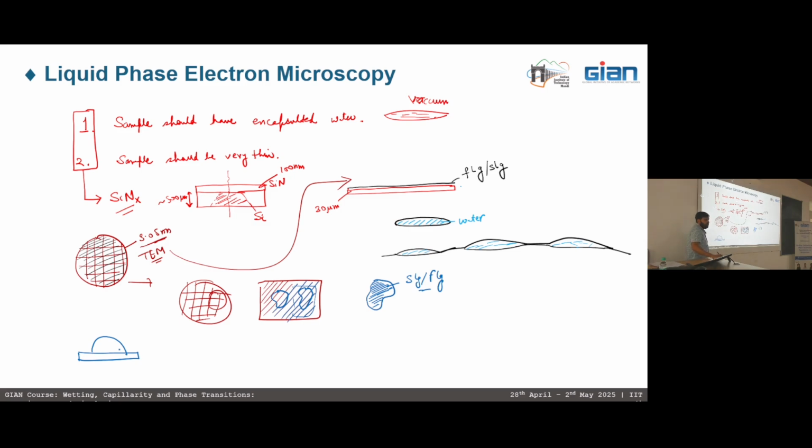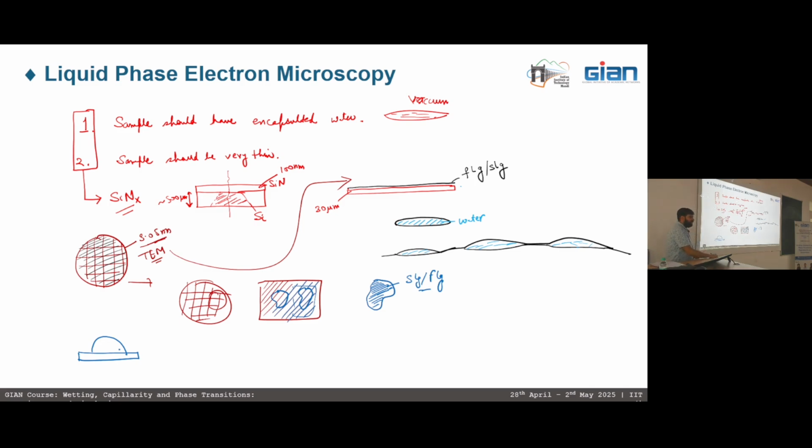This is called a liquid cell. I would have loved to show you how to prepare these liquid cells, but right now we don't have that facility here. This gives you so much flexibility that you can even observe how the self-assembly of certain molecules takes place, because we have such high resolution.